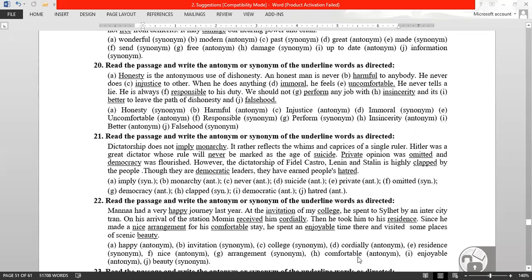Truthfulness can be used. Or there is another word, integrity. I-N-T-E-G-R-I-T-Y. The synonym of honesty is integrity. Even you can use truthfulness. Okay? Sincerity, actually, sincerity and honesty are two different words. Though here maybe something common about honesty and sincerity, actually they are not completely synonymous.